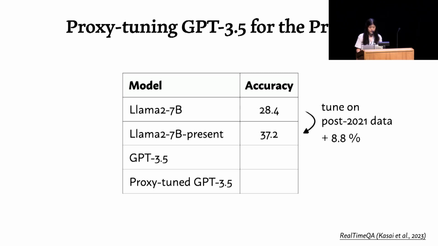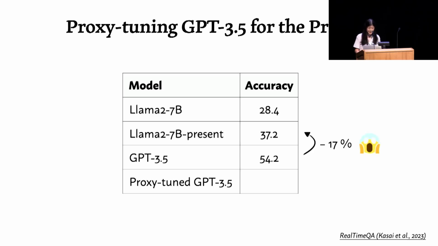To create our expert, we tune on data from 2021 onwards. This improves accuracy by 9%. Surprisingly, GPT 3.5 actually outperforms our present-day expert by a large margin. This was surprising, and we suspect that it's because GPT 3.5 has seen more recent post-training data.